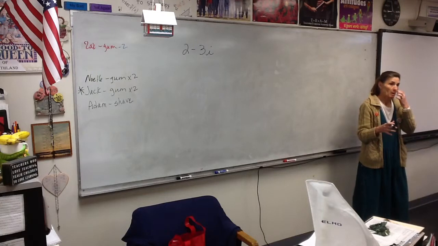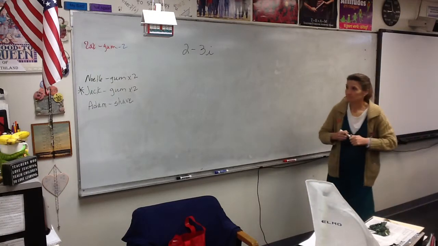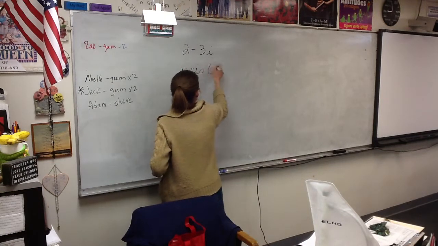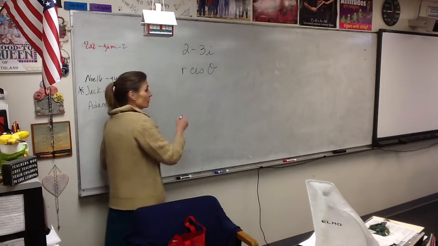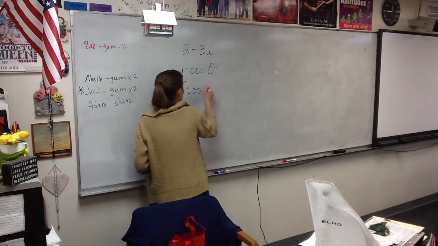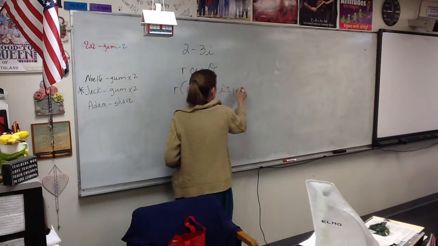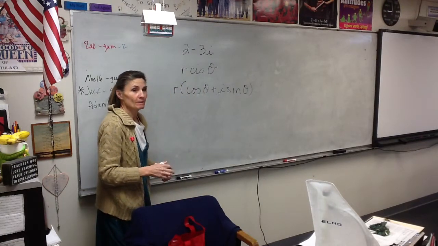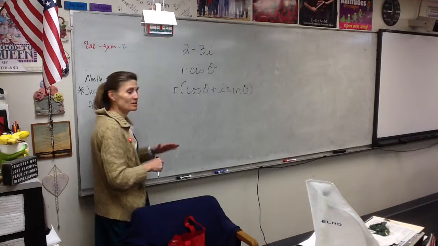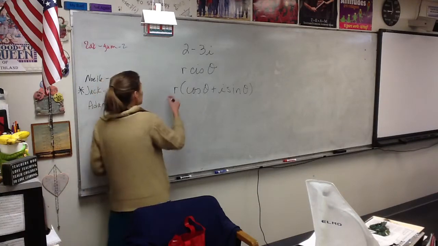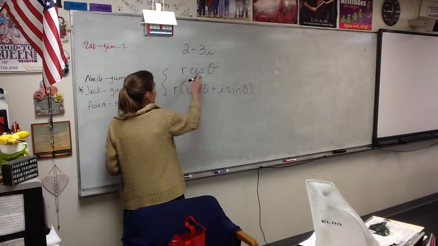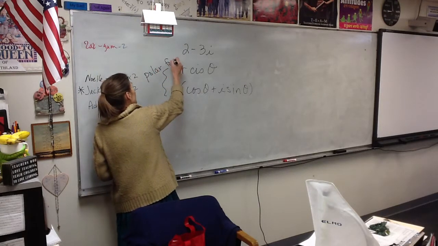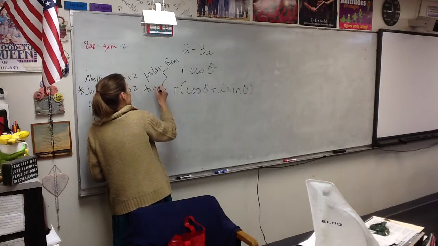Isn't it like r cosine theta? Close. Plus sine theta or something. Remember that from yesterday? Longhand form was cosine plus i sine. We saw it yesterday. That should be in your notes somewhere. This is the shorthand, this is the longhand, and this is called the polar form, or also the trigonometric form.